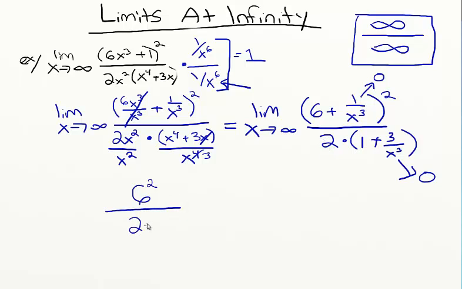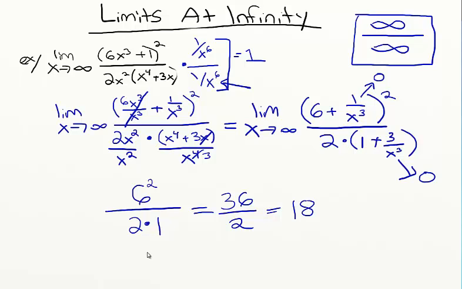that's going to be over 2 times, and then we have a 1 plus 0, so that's just going to be 1, right? And all these constants, the 6 and the 2, we're taking the limit of those as x goes to infinity, but they don't depend on x anymore, so we just get the number. And so that's going to be 36 over 2, and so when we do that, that is going to be equal to 18, and that is our answer.